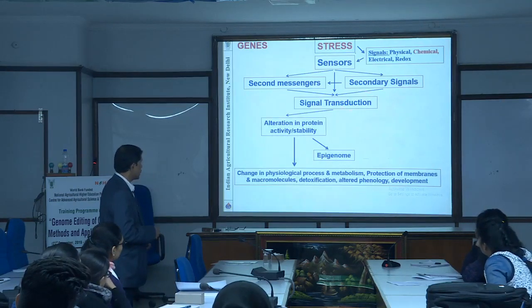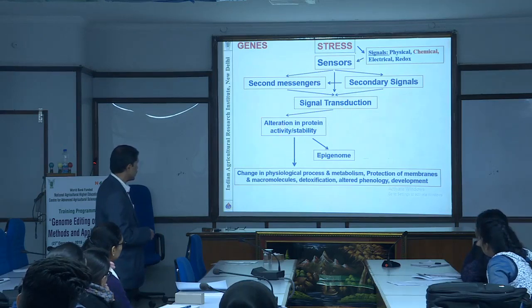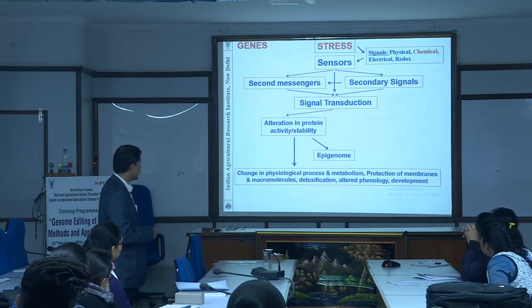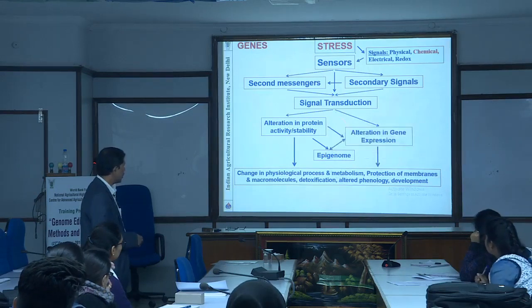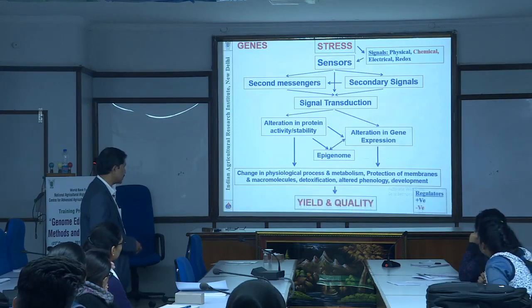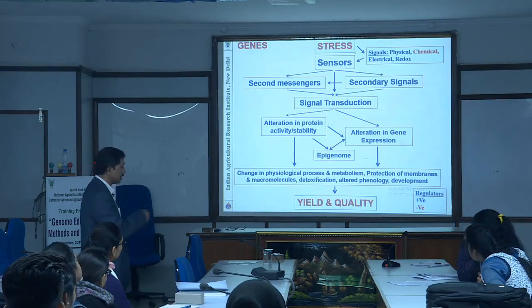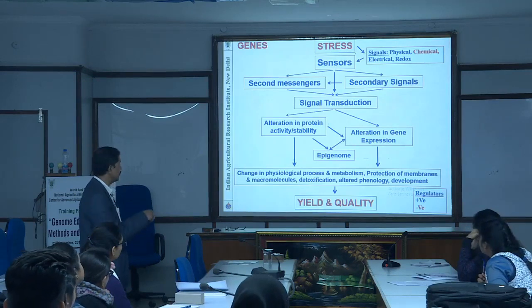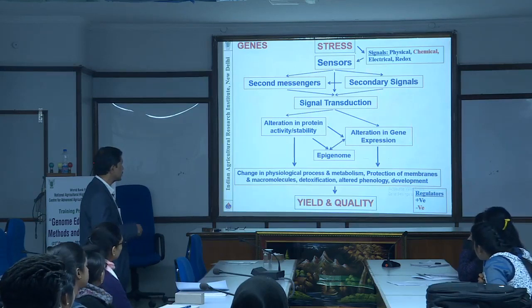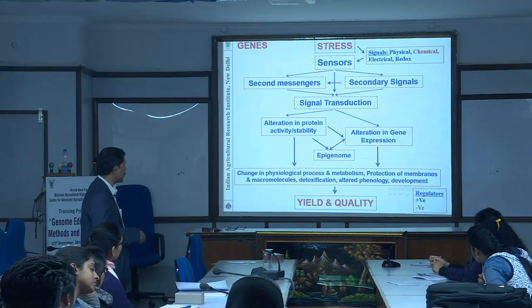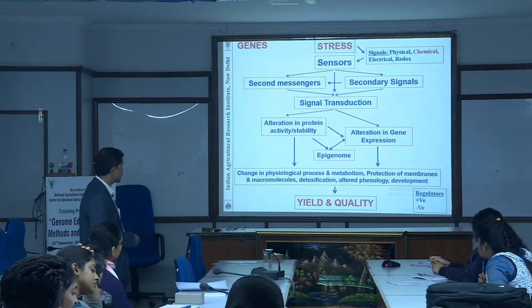So once the signal transduction is there, you get alteration in protein stability or activity, and that can directly cause a physiological process. A protein is inhibited or activated, it can change its activity, or it alters the gene expression, and ultimately you see a lot of changes, you get quality and yield changes. So we have maybe several thousand genes known so far for all these things in several crops. But our difficulty is to pinpoint which gene we have to select for editing and how much impact it is going to have.